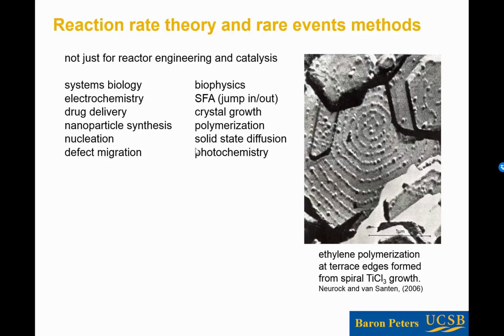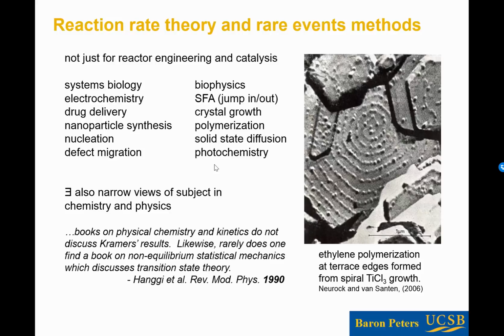There's also, of course, a lot of solid state mobility problems. Solid state diffusion and defect migration are problems that involve rare events, so material science should care about those quite a bit. And of course, there's photochemistry applications. Now, these are the sorts of things that are happening in chemical engineering departments around the country, in areas where I think that the kinds of material that we'll cover in this course should, in principle, be broadly useful.